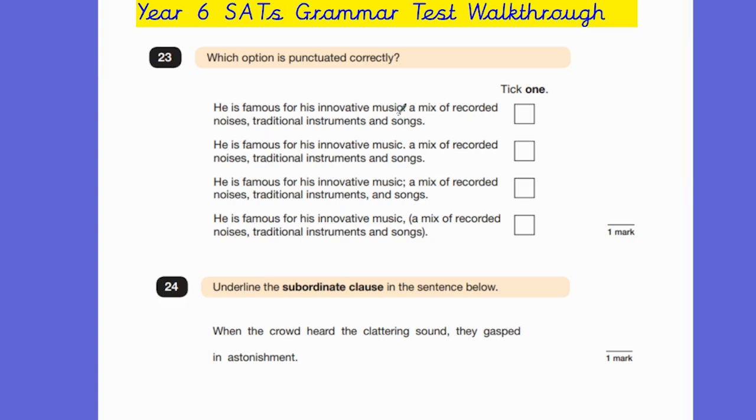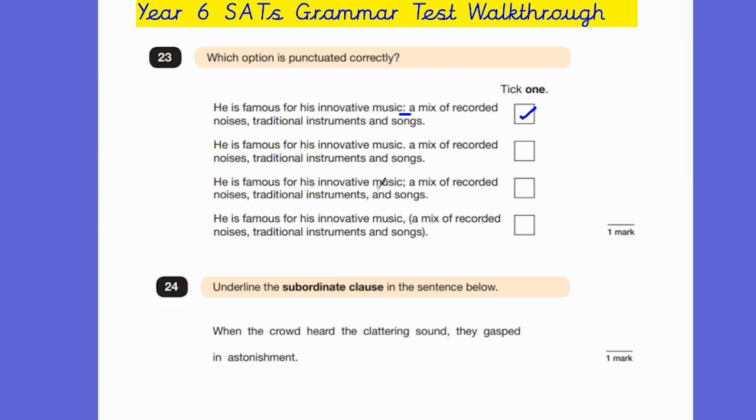So I know that my first option that I'm looking at is actually the correct one, because I've got my main clause here, I've got my colon, and then I've got my list, which has been punctuated correctly. This sentence here has a full stop and the capital letter and no capital letter. This one here has a semicolon instead of a colon and a comma before, and this one has a comma and brackets where they should not be. Doesn't quite work there.